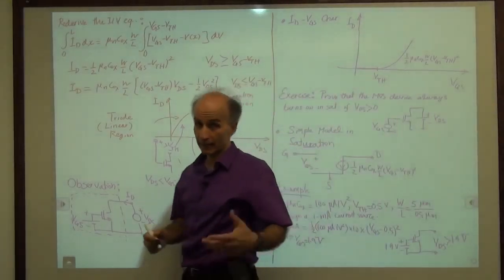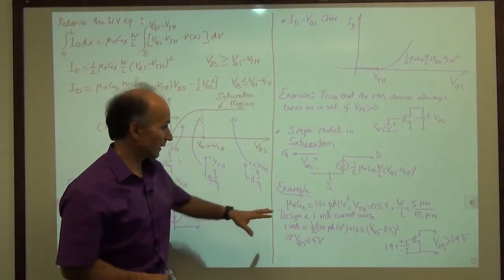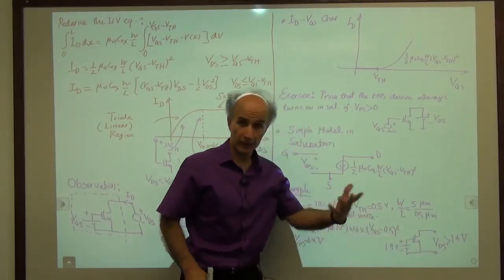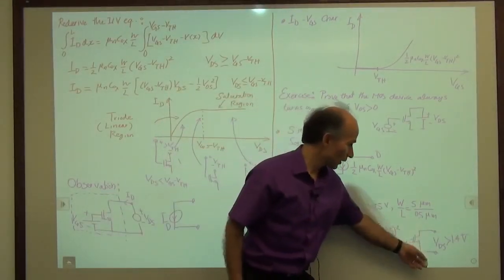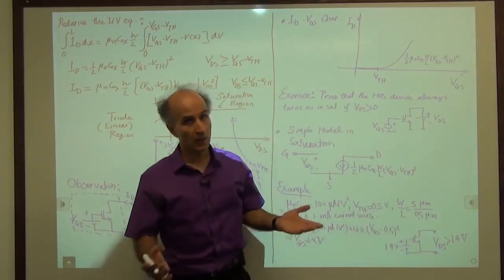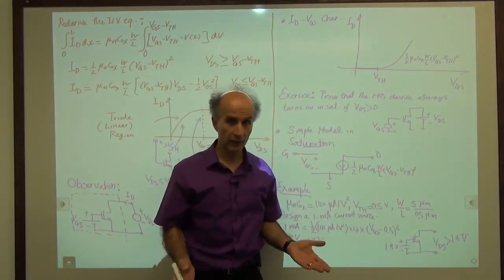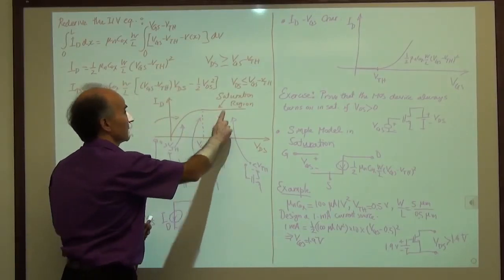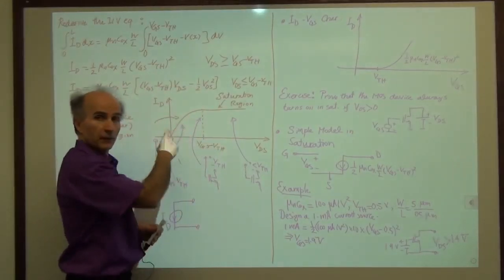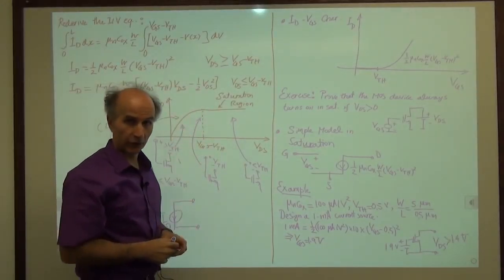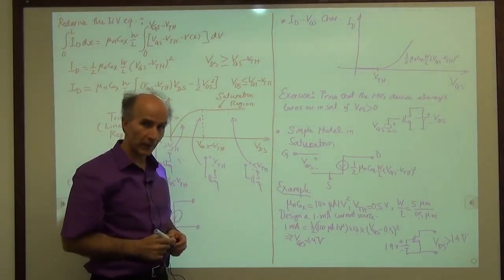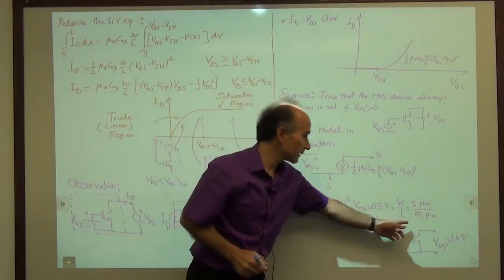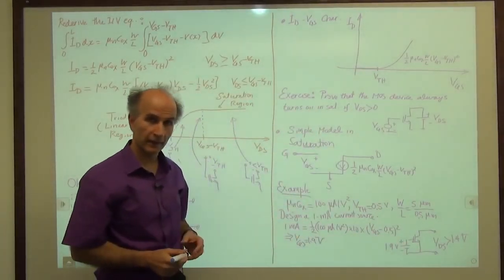If you use this device in some sort of circuit and you think it's a good current source, but that circuit allows this VDS to drop to less than 1.4 volts, then we do not have a constant current source. We're not here anymore. We roll down this curve, but the current varies, and that's not very good. Okay, so that is the constraint that we have on VDS in order to have a constant current source.